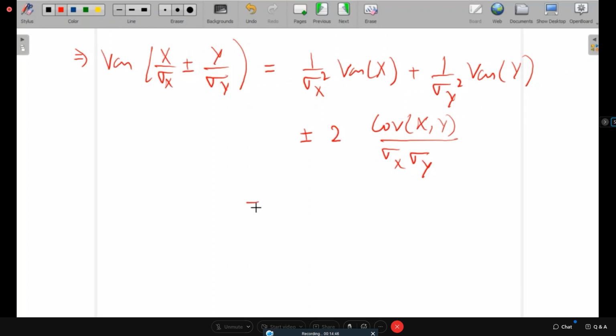Now if you carefully look at the first term, variance of x is nothing but sigma x squared, right? So 1 by sigma x squared times sigma x squared is 1, plus or minus 2 times this correlation coefficient. So this equals 2 plus or minus 2 times rho xy. Now, whether you take the difference or the sum of two random variables, variance is always non-negative, greater than or equal to 0. This will always be greater than or equal to 0.